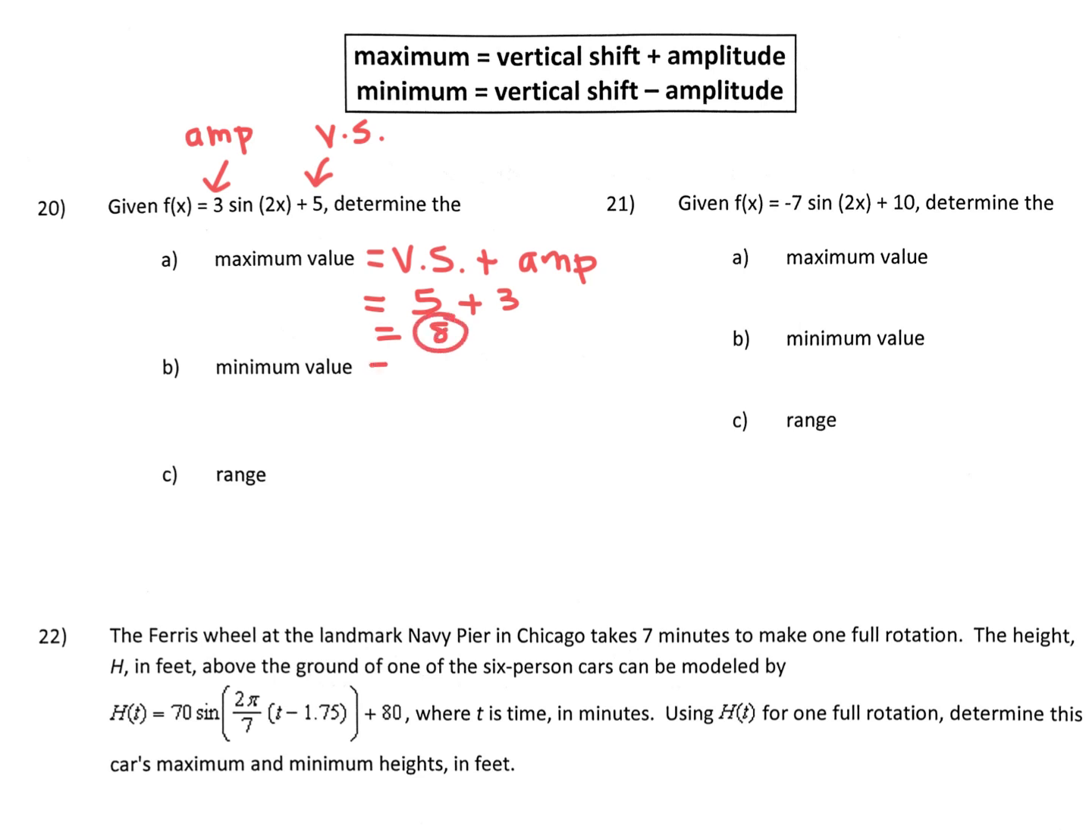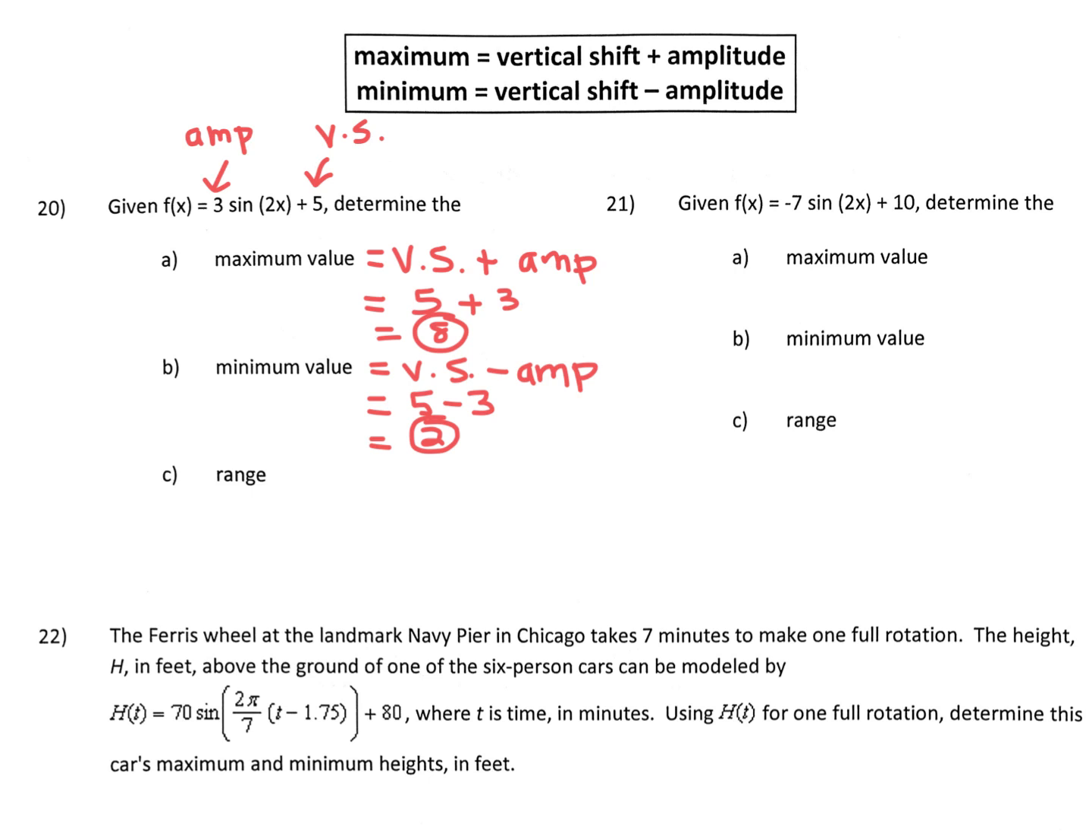All right, now for the minimum value, it's really the same formula, except we use a minus sign. We do the vertical shift minus the amp. So that would be 5 minus 3, which is 2.